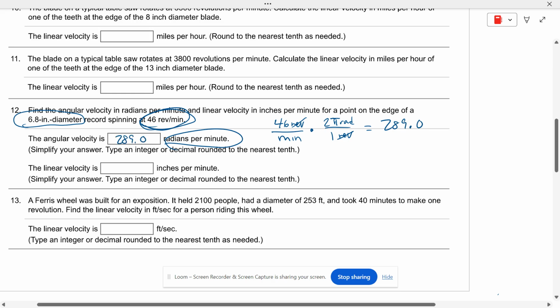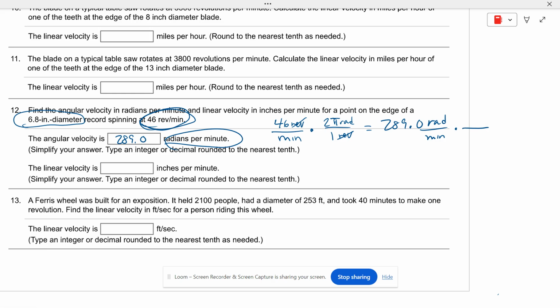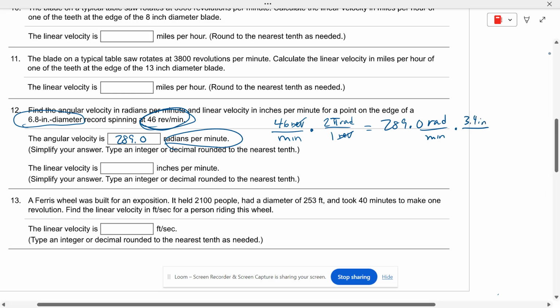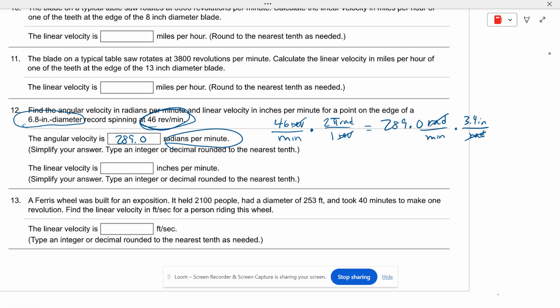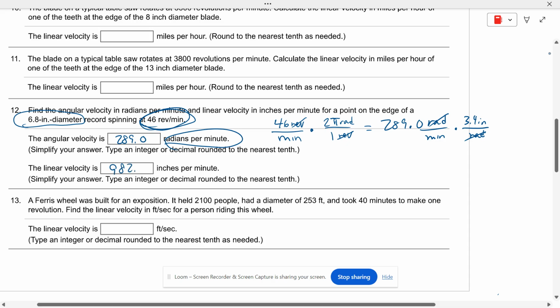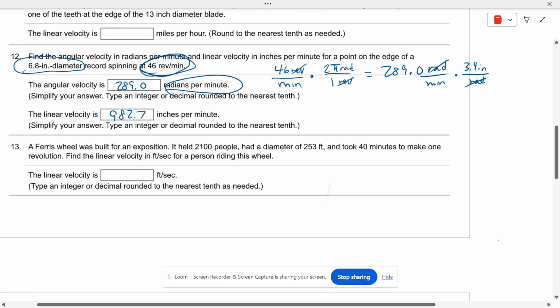289.0 radians per minute. Now, to find the linear velocity, that's in radians per minute. And if we want to find the inches per minute, how do we get rid of the radians? We multiply by the radius. There's a 3.4-inch radius. So you take 289.0 times 3.4, and what do we get? Easy peasy lemon squeezy.